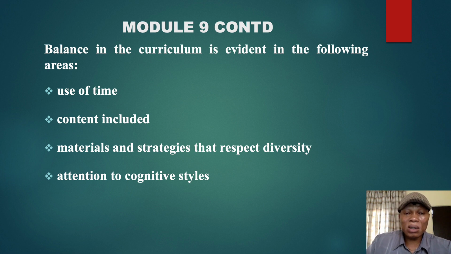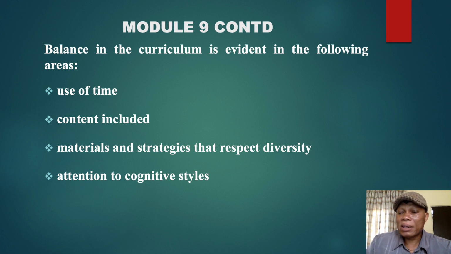Some subjects in primary and secondary schools, if you look at them critically, you see that whilst other subjects are allocated 40 minutes, they are allocated 45 minutes, in some cases 50 minutes. Most especially the core subjects. When you talk of maths, English, basic science, basic technology, the time allocated to them are more than the ones allocated to other subjects. The other one is content included.